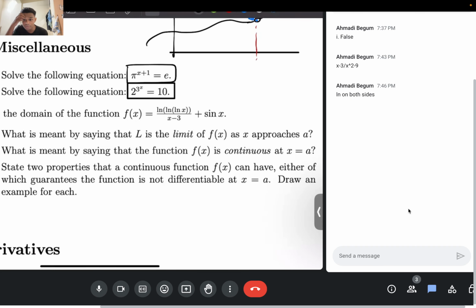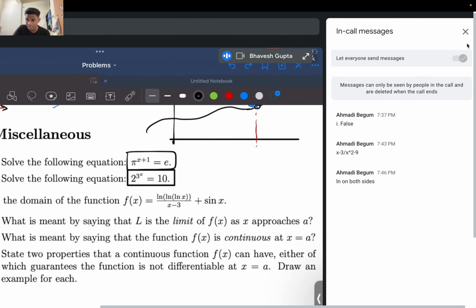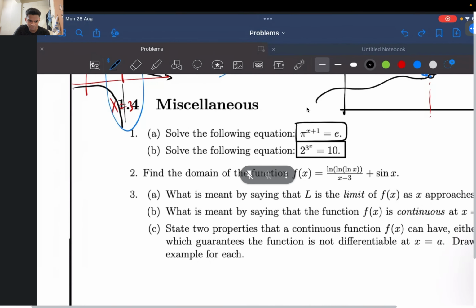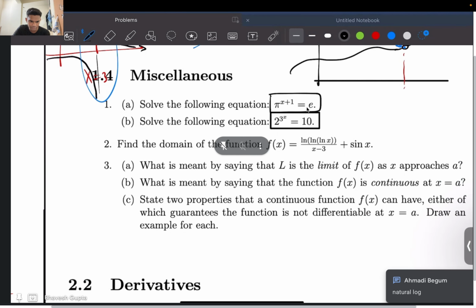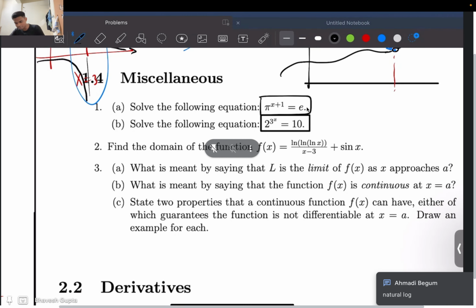Yes, you were saying something, in on both sides. So what do you mean by in on both sides? You can open up your mic, there's no issue in there. Yeah, this is basically take a natural log. Exactly, take a natural log on both sides, so you will get a smooth function.